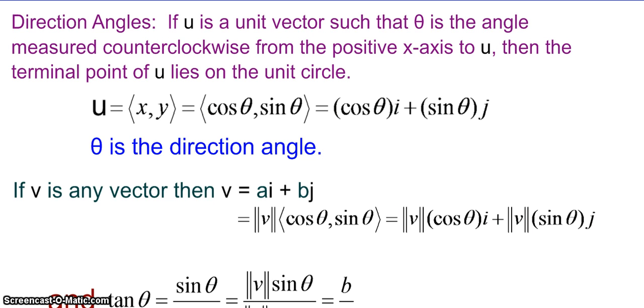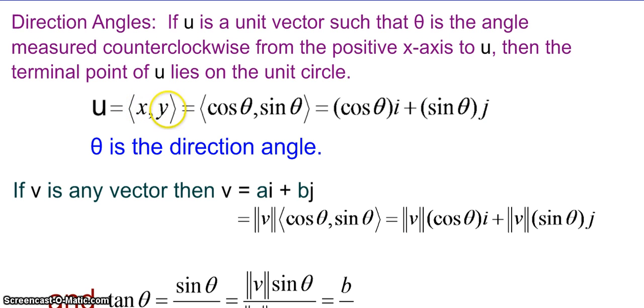So first, direction angles. If u is a unit vector such that theta is the angle measured counterclockwise from the positive x-axis to u, then the terminal point of u lies on the unit circle. That should hopefully make sense if we think about what a unit vector is. A unit vector is a vector with a magnitude of length 1, and the unit circle is a circle with a radius of 1. And when we talk about angles on the unit circle, we always start with 0 on the positive side of the x-axis, so our theta is the same theta that we've been dealing with for angles on the unit circle.